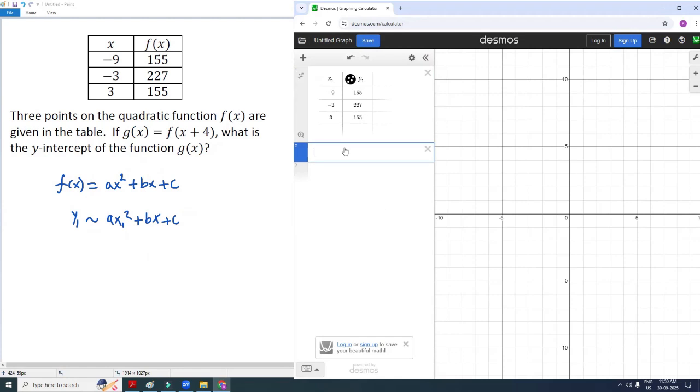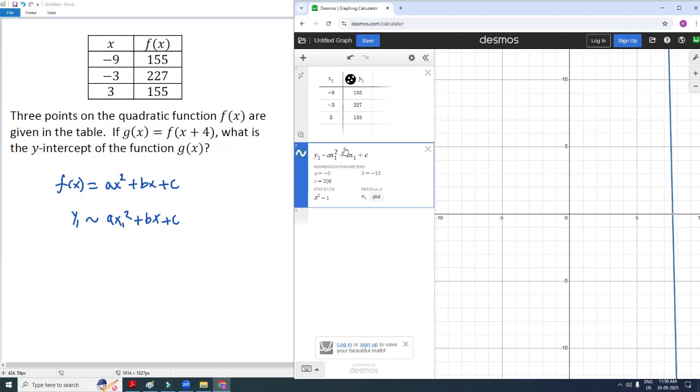Okay, now let me give the function as input, that is y subscript 1, then tilde sign, a times x subscript 1, it has to be squared, plus b times x1 plus c. Okay, here I got the values of the constants a, b and c. a is -2, b is -12 and c is 209.